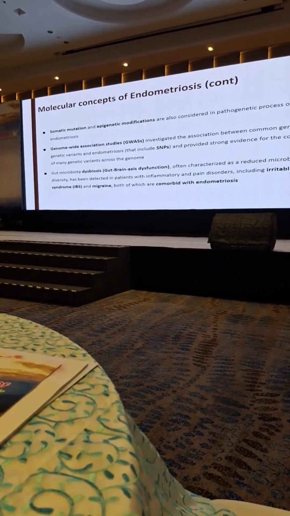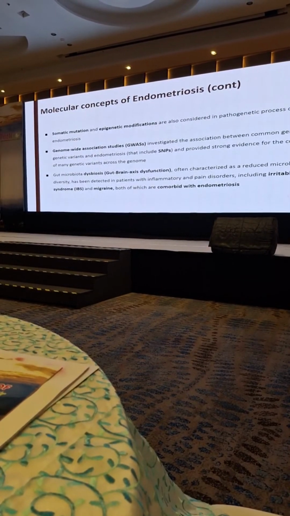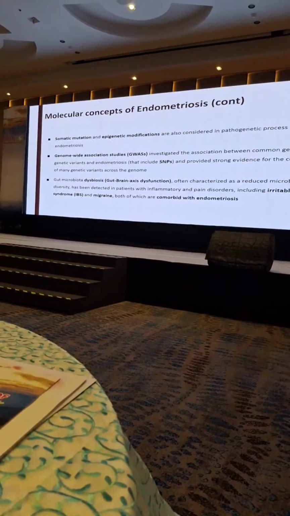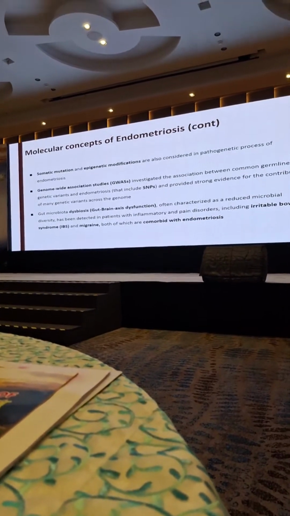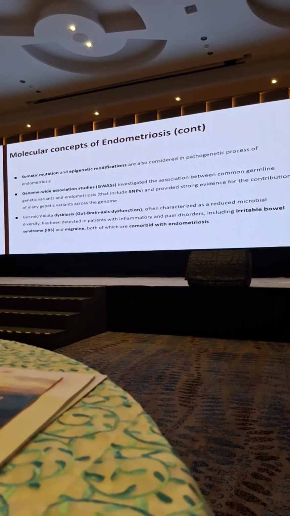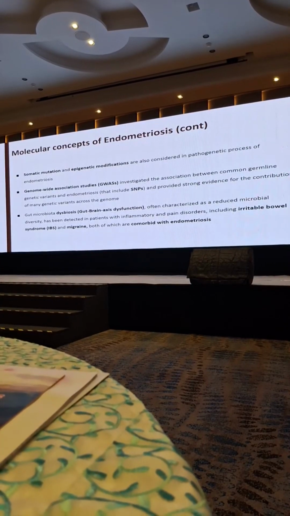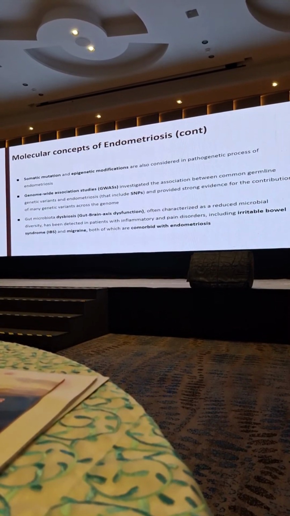Somatic mutation and epigenetic modifications are considered pathogenic processes of endometriosis. Genome-wide association studies investigated the association between common germline genetic variants and endometriosis, including SNPs, and provided strong evidence for the contribution of many genetic variants across the genome, and that is why it is more common in some families. Gut microbiota dysbiosis, that is the gut-brain axis dysfunction, which is becoming more and more important in endometriotic diseases as well as in other inflammatory conditions, has a contribution to make.